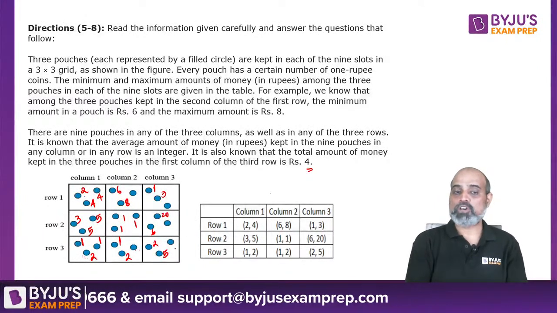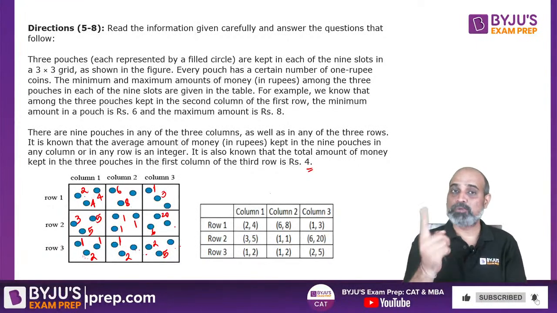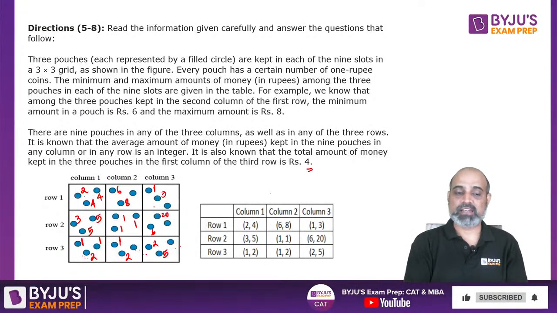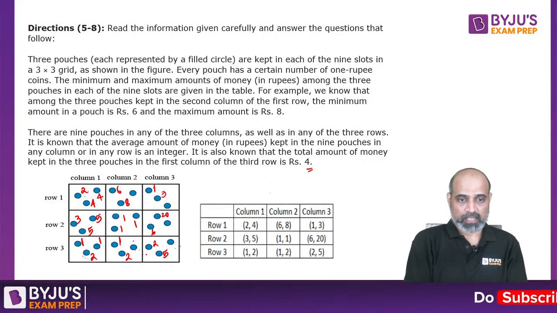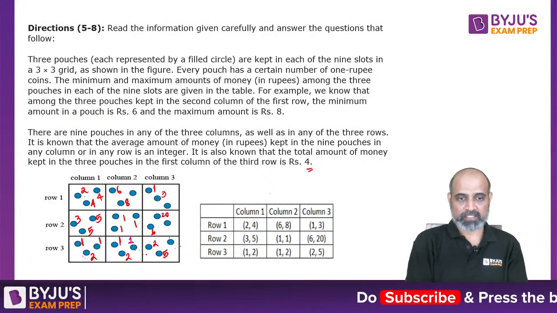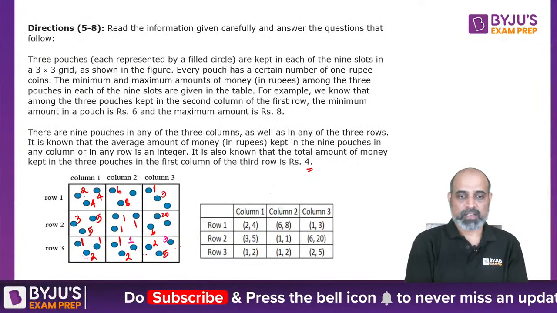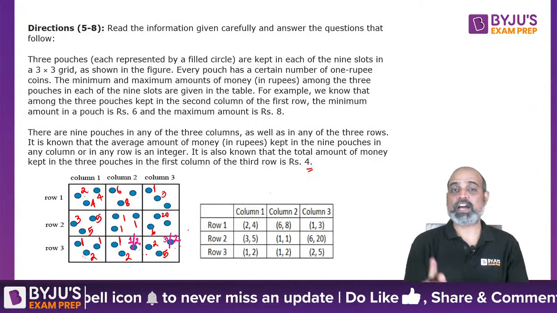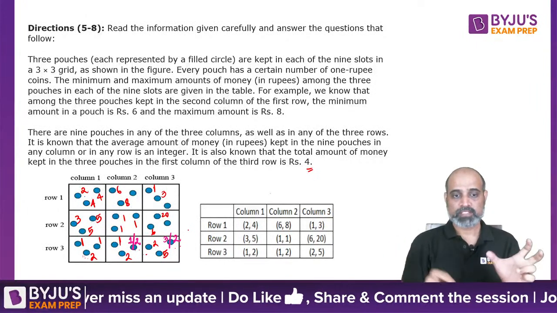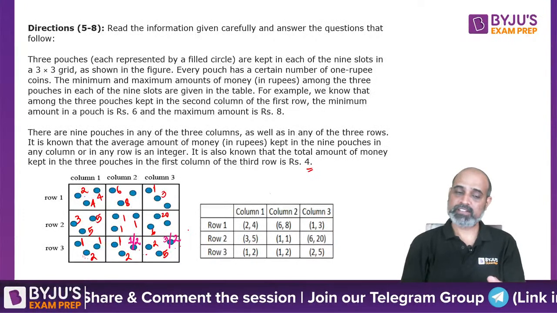So the only possibility is that the sum of the remaining 2 pouches will add up to give you a 4. Not the only possibility. So it could be, if this is 1, this is going to be 3. 3 allowed hai, either 1 allowed hai, right? Or if this is 2, this is also going to be 2. So we have 2 cases. 1, 3 or 2, 2 ka combination, right?